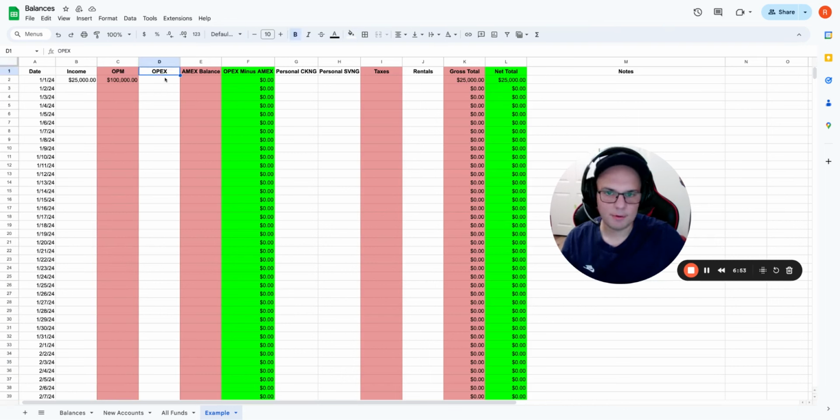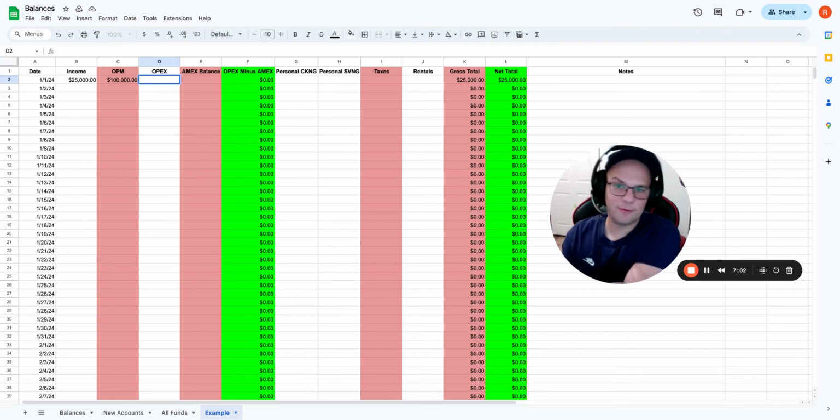Next up, we have OPEX. That stands for operating expenses. Operating expenses, simply put, is money that is strictly allocated for my business. So, for instance, if I take my girlfriend out on a date, I'm not going to pay with my business credit card. I'm going to pay with my personal card, right? So operating expenses, this is strictly for company usage. So, let's say I have $300,000 in here. Once I hit enter, you'll see the gross total and the net total will jump up to $325,000.